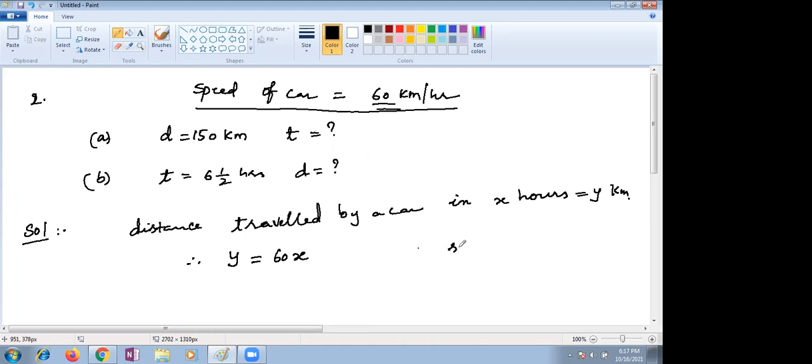We know that speed equals distance traveled divided by time taken. So the distance is y kilometers, and the time taken is x. The speed is 60 kilometers per hour, as given. So whatever the distance, you can take it as 60 times x. So we have built one equation here. Based on this equation, now you can start your table formation, children.